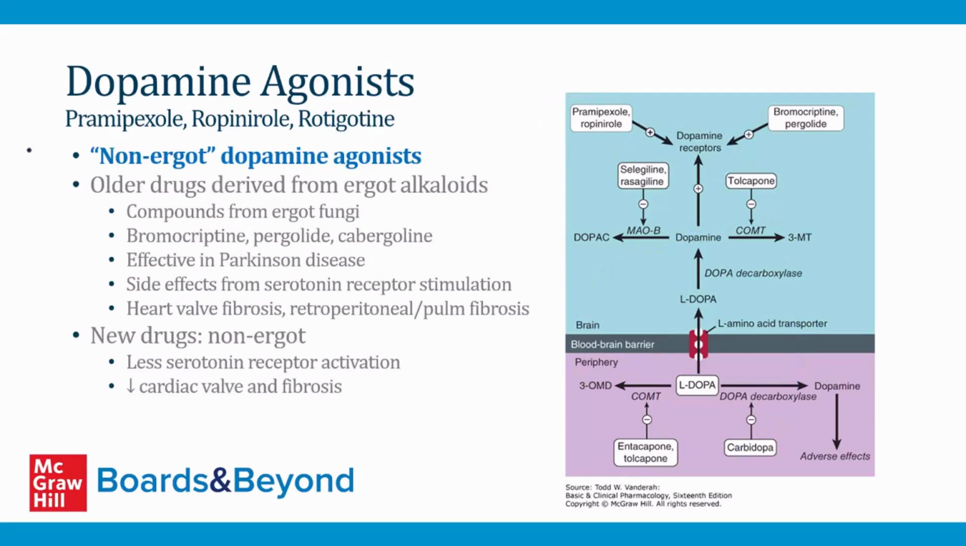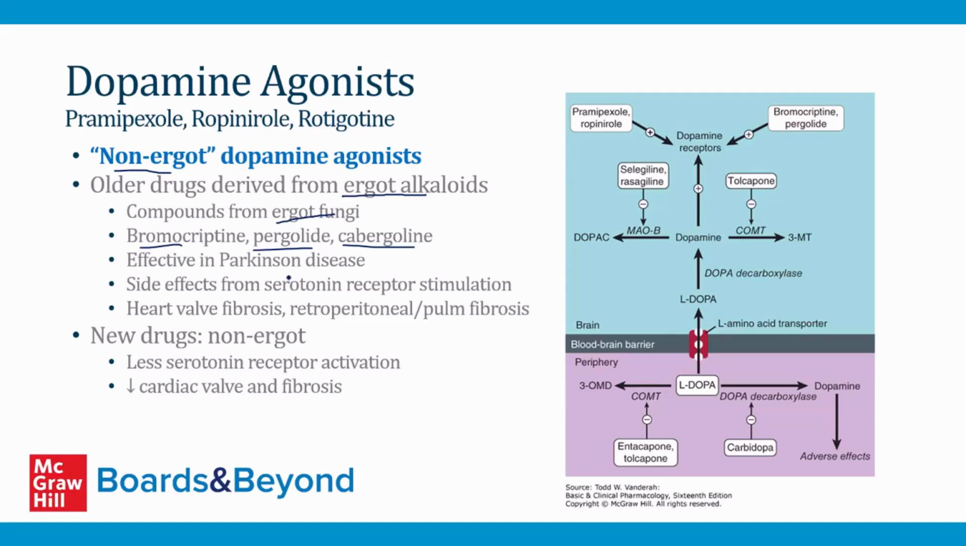You will hear these drugs referred to as non-ergot dopamine agonists. So why do they get this name? Well, there are an older class of drugs that were sometimes used in the remote past for Parkinson's disease called ergot alkaloids. These drugs were derived from ergot fungi. Drugs in this group included bromocriptine, pergolide, and cabergoline. These are rarely used today except for some special niche circumstances.